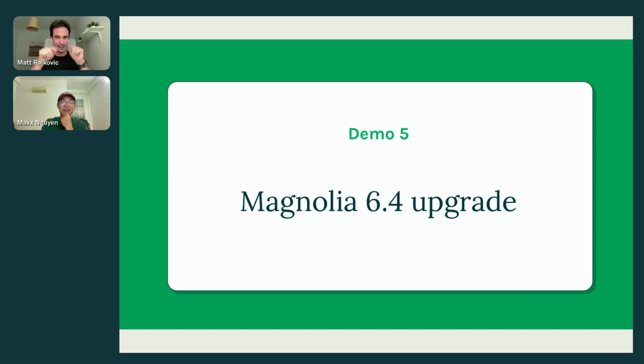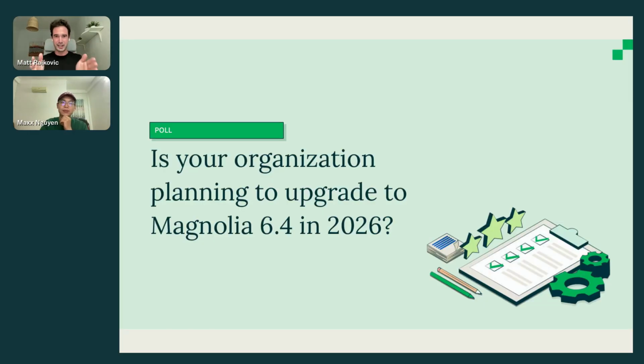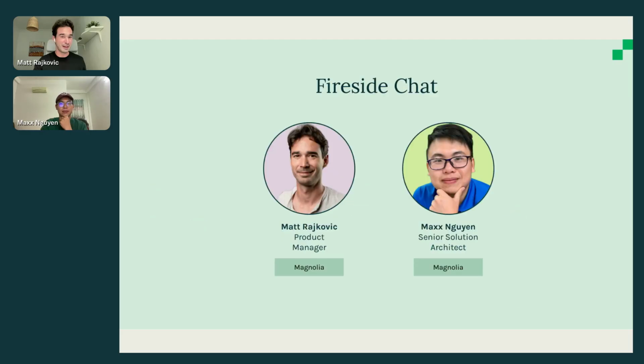We will also talk, I will also ask you a couple of questions, but before we jump into those questions, I have a question for the audience. Is your organization planning to upgrade to Magnolia 6.4 in 2026? We are opening a poll with this question, so you can see a small notification on the right side. Feel free to click the poll link and let us know. Excellent. And while you are answering this question for us in the poll, let's jump into a small fireside chat.